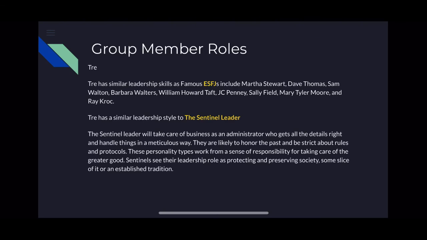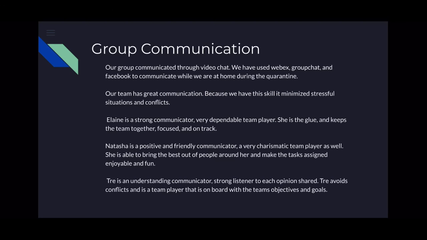Elaine is a strong communicator and a very dependable team player. She is the glue and keeps the team together, focused, and on track. Natasha is a positive and friendly communicator, a very charismatic team player as well. She is able to bring the best out of people around her and make the task assigned enjoyable and fun. Trey is an understanding communicator and a strong listener to each opinion shared. Trey avoids conflicts and is a team player that is on board with the team's objectives and goals.